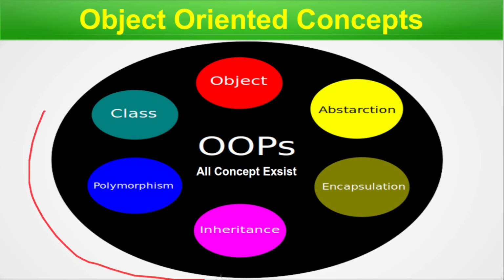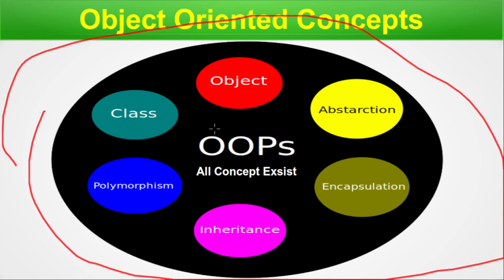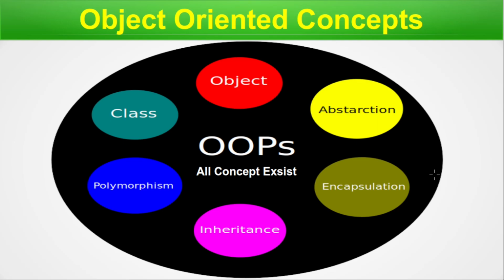Here you can see the entire black oval, right? That is object-oriented programming, and all the concepts are coexisting inside that particular oval. You should be very comfortable with all of these concepts before you start coding for object-oriented programming. Here we are done discussing these coexistent concepts, and let's move on to the next slide.